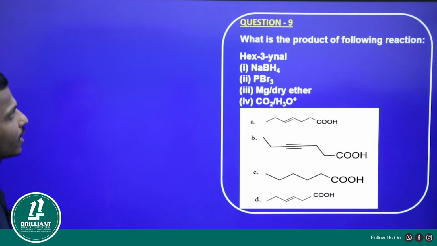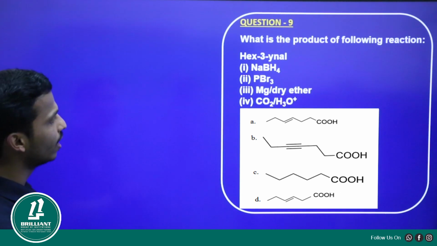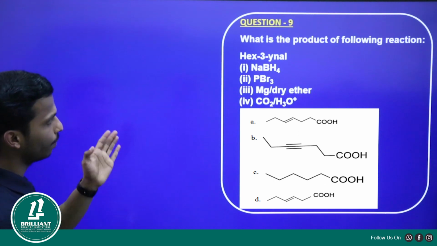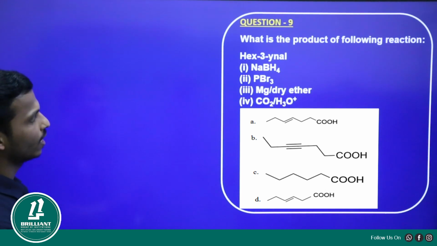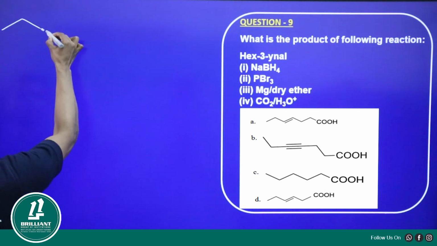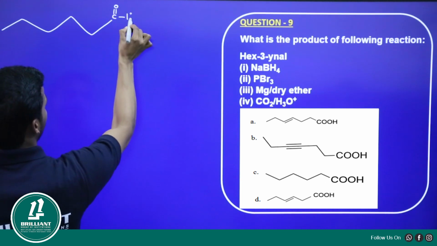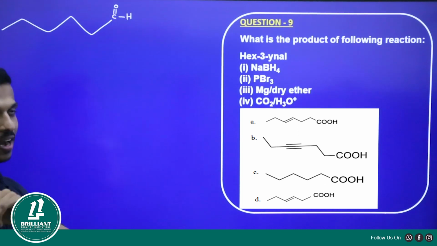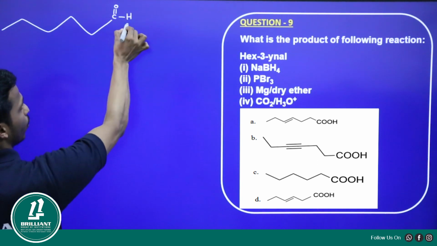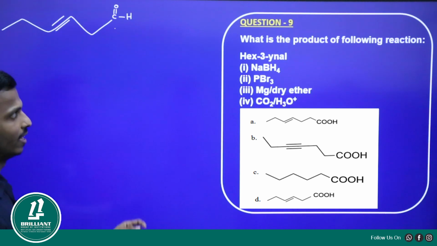Question number 9, what is the product of the following reaction? The hex-3-yne compound is first treated with NaBH4, then PBr3, then magnesium in dry ether, carbon dioxide, then acid hydrolysis. Okay, fine. We have the compound hex-3-ynal, 1, 2, 3, 4, 5, 6. It's an aldehyde, right? CHO will be the group. This is the hexanal, so this should be the highest priority functional group, number 1, number 2, number 3. In the third position, there is an alkyne. This is the compound we have.